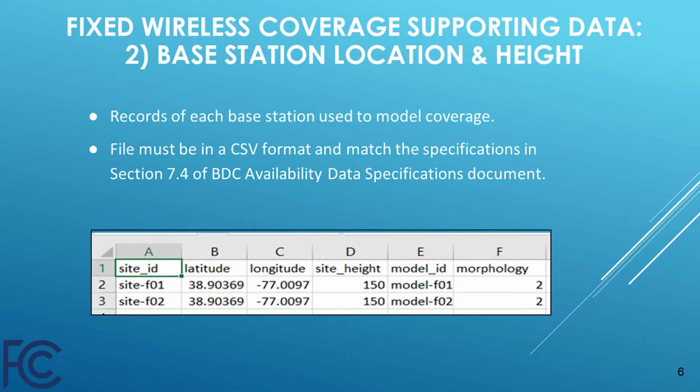The site ID is a unique ID assigned by the filer to identify the base station. The height must be submitted in meters as the height above mean sea level, and morphology must have a value of 1 for urban areas, 2 for suburban, 3 for rural, and 0 for other. This file must be in a CSV format and match the specifications in section 7.4 of the data specifications document.